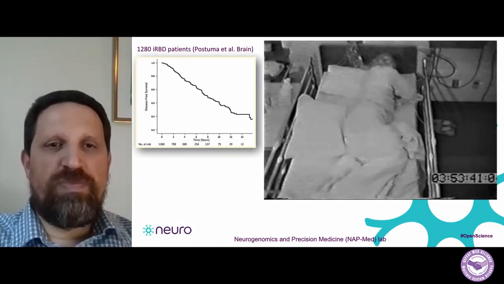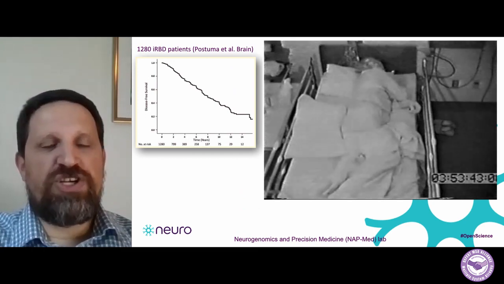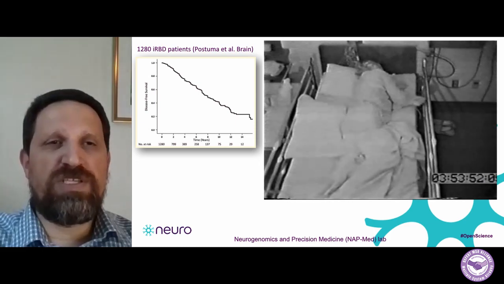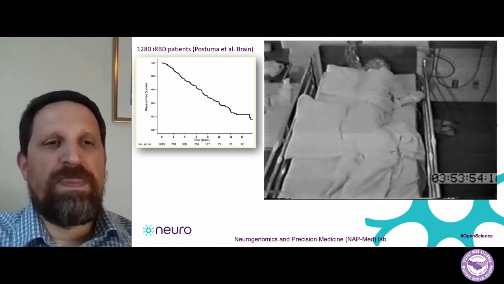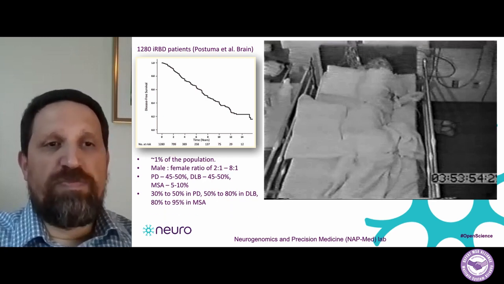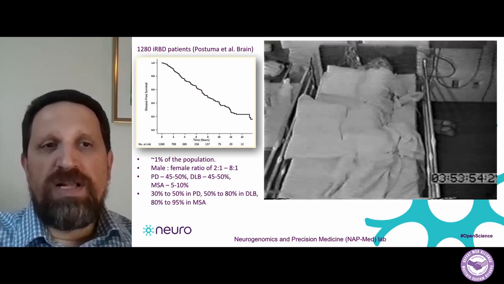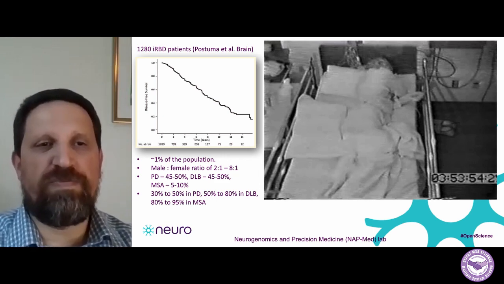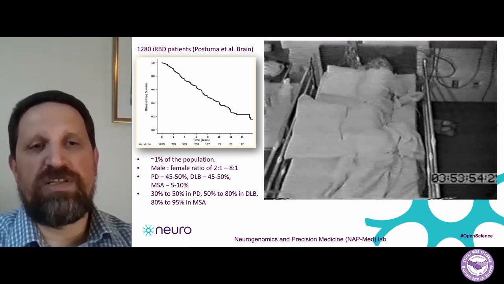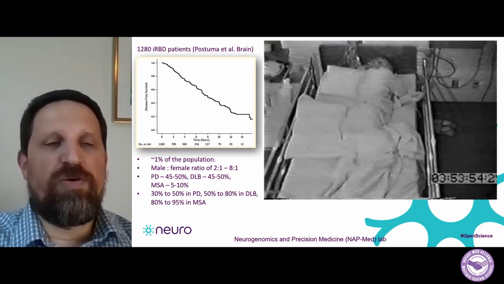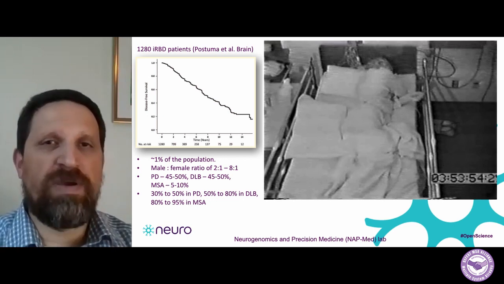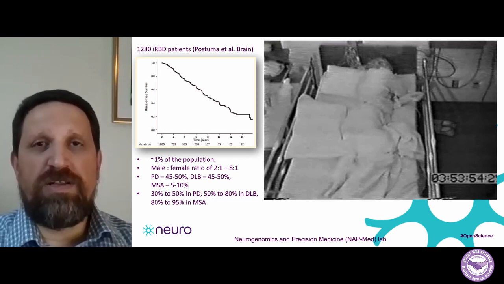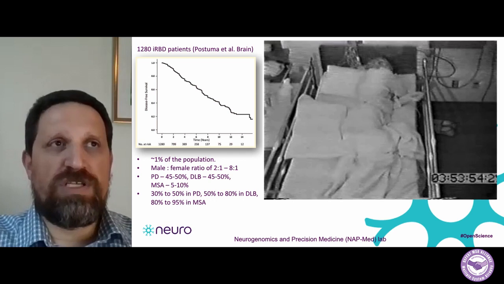The interesting thing about RBD is that if you follow up these patients after a while, on average 10 to 12 years, they develop either Parkinson's disease, dementia with Lewy bodies, or multiple system atrophy. RBD occurs in about 1% of the population. There are more males than females, and most of them will develop either Parkinson's disease, about 45 to 50%, or dementia with Lewy bodies with a similar percentage. And only a small minority of them will develop MSA. But following up on them and learning who will develop MSA and trying to understand why could be an excellent way to understand the causes of MSA.